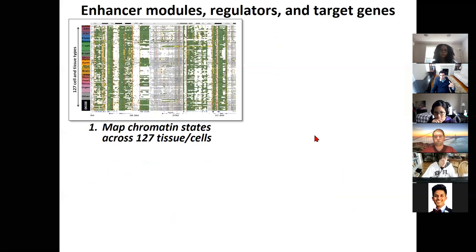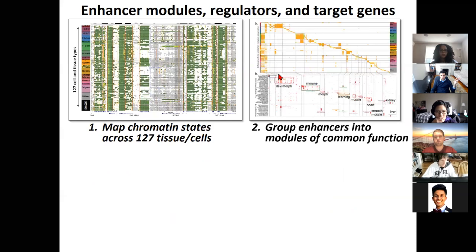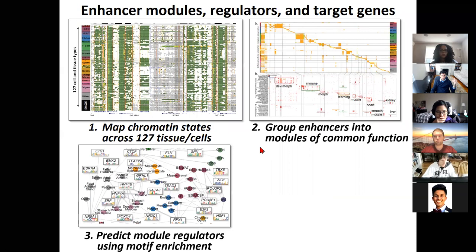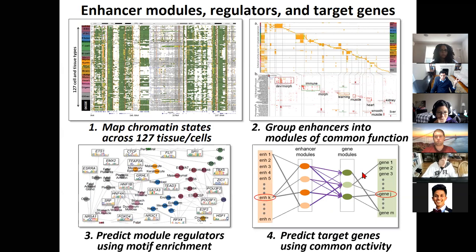So we've used those to map chromatin states across more than 100 different tissues and cell types, to then group enhancers into modules of common function. And we talked about that in the epigenomics lecture, to predict the upstream regulators of these modules, and to also link enhancers to their downstream target genes through membership in modules that are correlated with each other, or through direct correlation between the enhancer and the gene across different cell types.